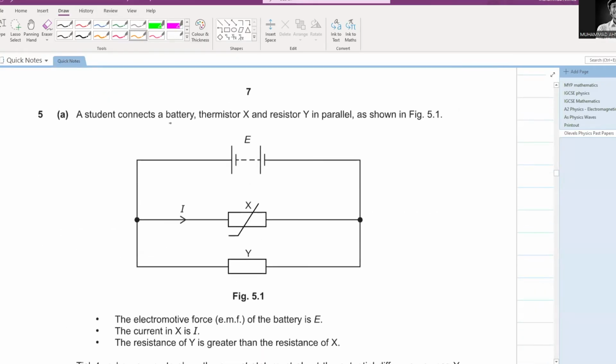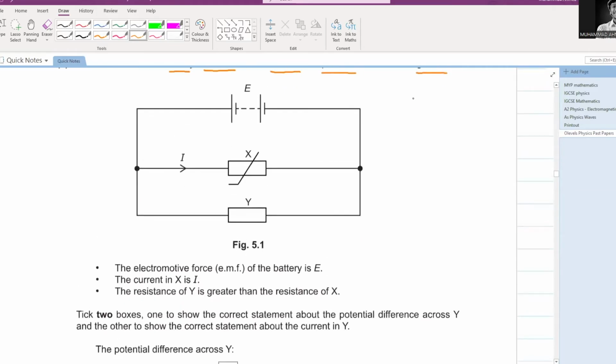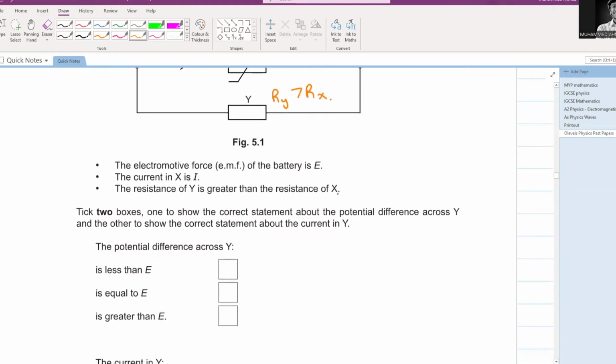A student connects a battery, thermistor X and resistor Y in parallel as shown in figure 5.1. So you have a battery, a thermistor and a resistor Y. The electromotive force of the battery is E. The current in X is I. The resistance of Y is greater than the resistance of X. Tick two boxes, one to show the correct statement about the potential difference across Y and the other to show the correct statement about the current in Y.